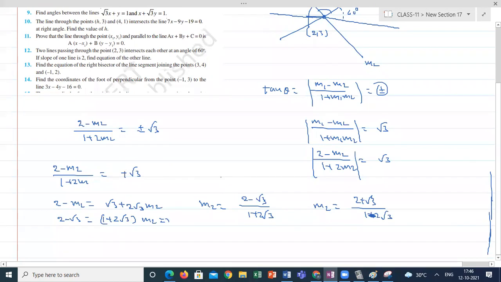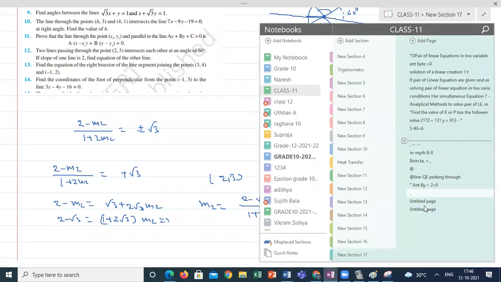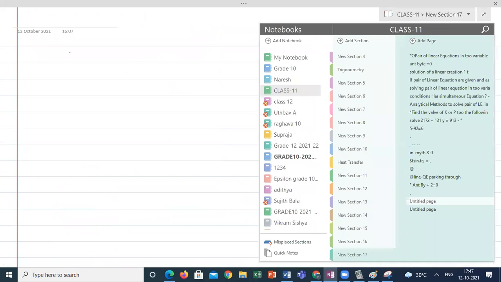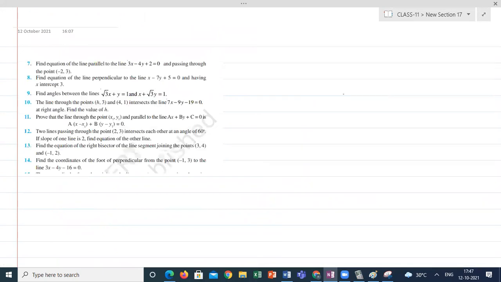So now you know the slope. The point is 2 comma 3 in both cases. Using the slope and point form, you can calculate the equation of the lines. Did you understand how two lines make 60 degrees? Angular bisector lines. Please solve question number 13.